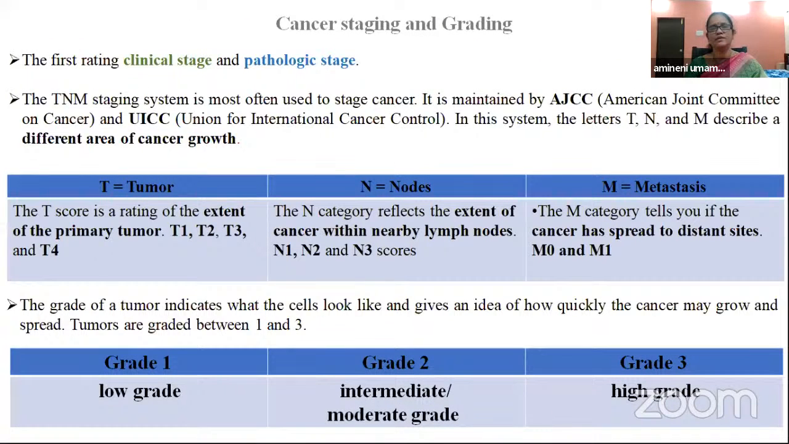So before going into detail, we need to know the severity of the cancer by staging and grading. Staging and grading are given by the American Joint Committee on Cancer and the Union for International Cancer Control. They are given in 3 terms, that is T, N and M. T means the extent of the primary tumor, N means the extent of cancer within the nearby lymph nodes, and M means metastatic condition.